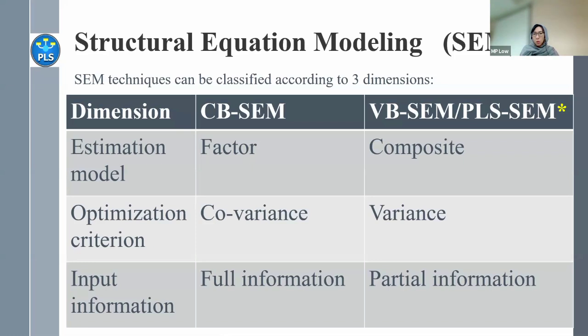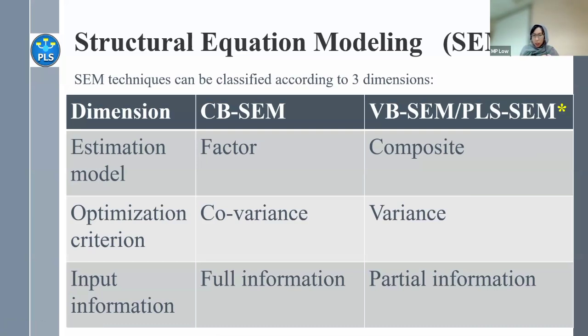And its input here is considered full information. What do we mean by full information? Full information is the approach of examining the relationships between the variables simultaneously. Any changes in the model specification will affect the fit index. But this is not our focus today. Today we want to look at PLS-SEM. PLS-SEM uses the composite approach, and in this case, the optimization criterion is variance-based.